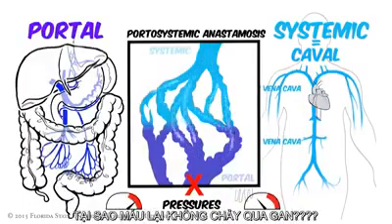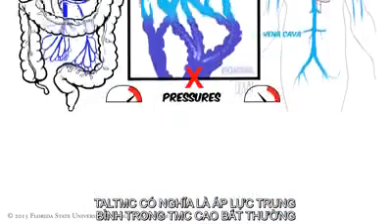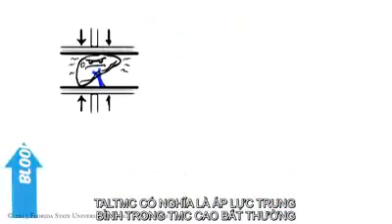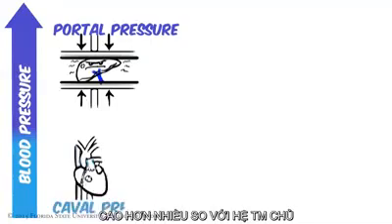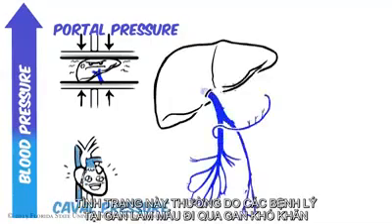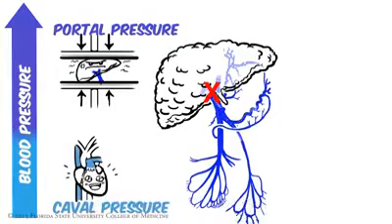Why does this blood avoid the liver? Because of a condition called portal hypertension. Portal hypertension means that the pressure in the portal vein is abnormally high, much higher than the pressure in the caval system. This usually results from liver disease that makes blood flow through the organ more difficult.